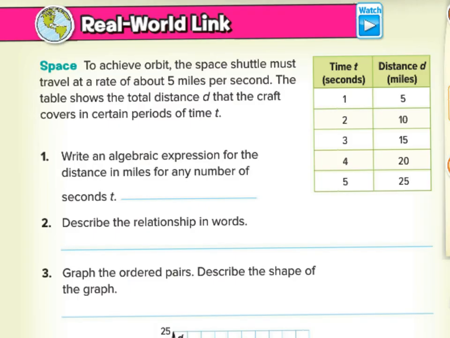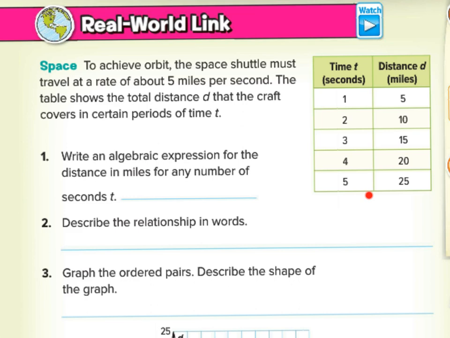Okay, let's take a look at a real world example and talk about space. To achieve orbit, the space shuttle must travel at a rate of about 5 miles per second. The table shows the total distance, represented by the variable d, that the craft covers in certain periods of time, represented by the variable t. So distance and time, and we are looking at 5 miles per second. That is our unit rate.